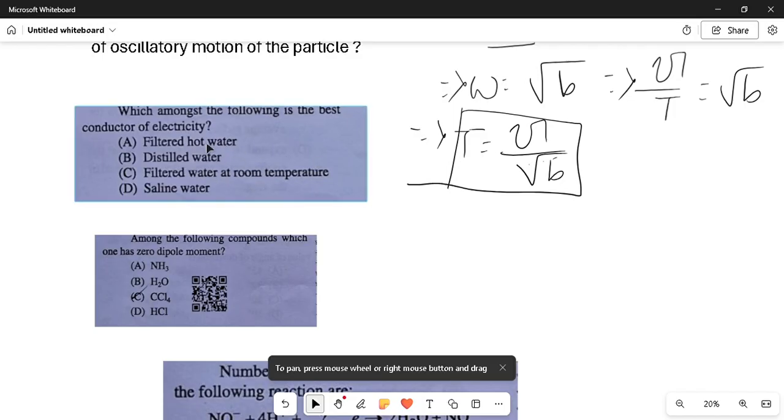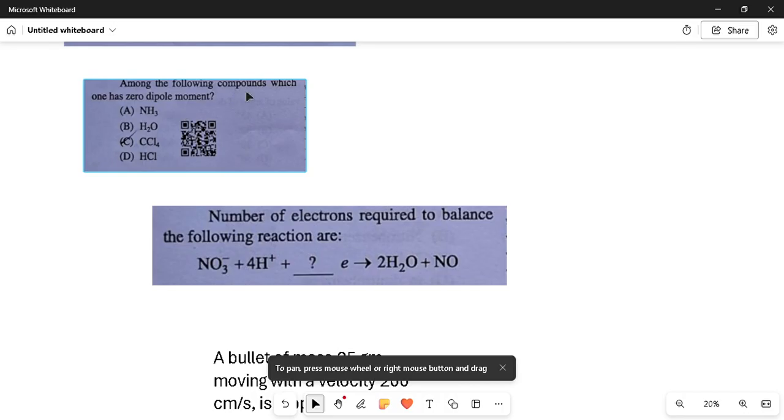So the first question is, which among the following is the best conductor of electricity? The options are filtered hot water or distilled water, filtered water at room temperature, and saline water. Saline water in Bengali means labanakto jal. So this is basic knowledge. Saline water is the best conductor from among these. Another basic question is, among the following compounds, which one has zero dipole moment?